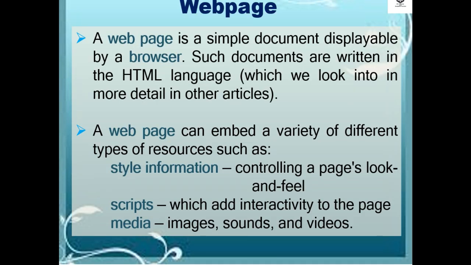A web page is a simple document displayable by a browser. Such documents are written in the HTML language, which we'll look into in more detail in other articles. A web page can embed a variety of different types of resources, such as style information, controlling a page's look and feel, scripts, which add interactivity to the page, and media such as images, sounds, and videos.